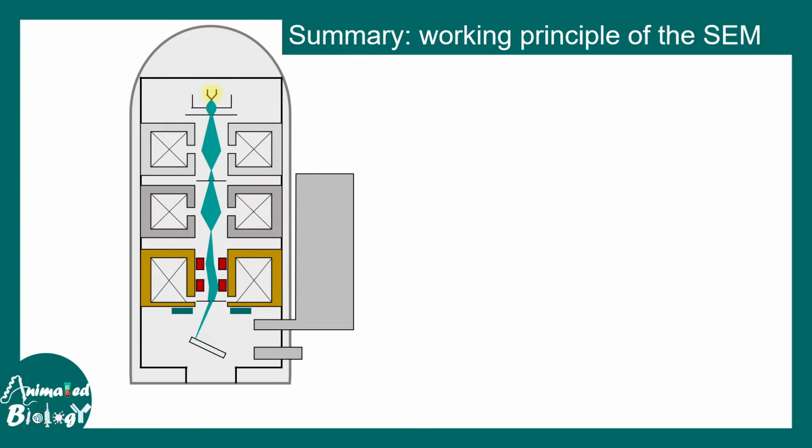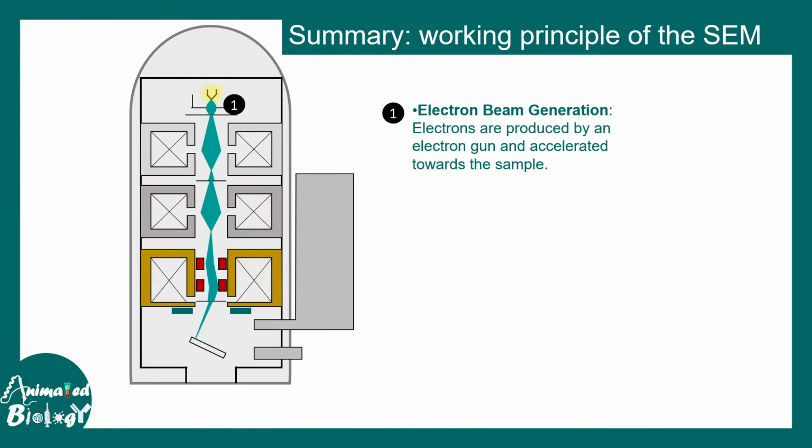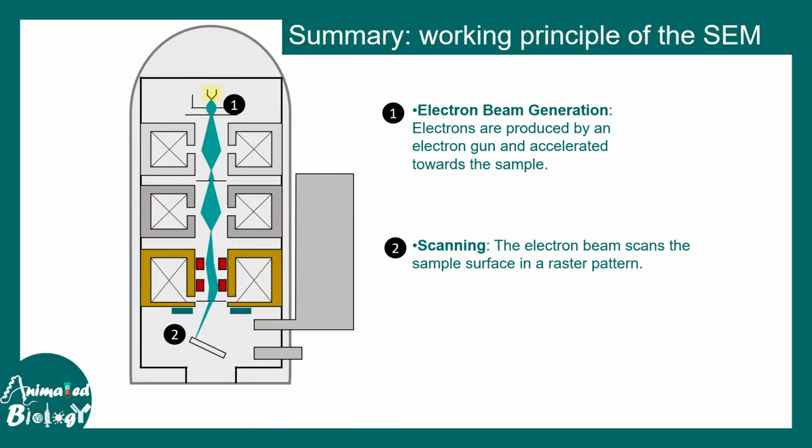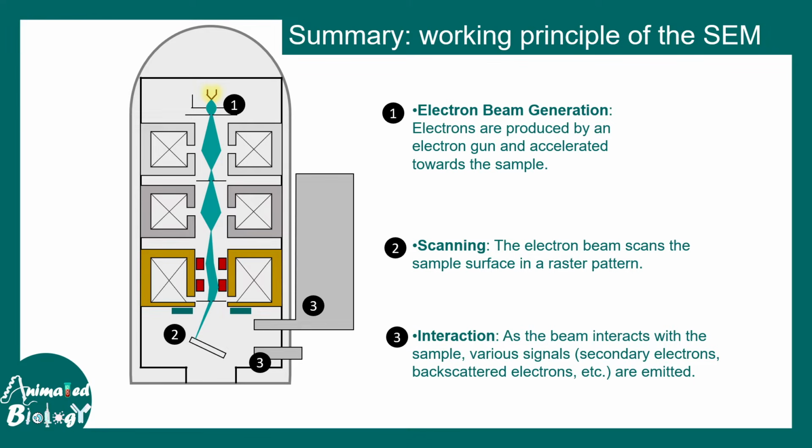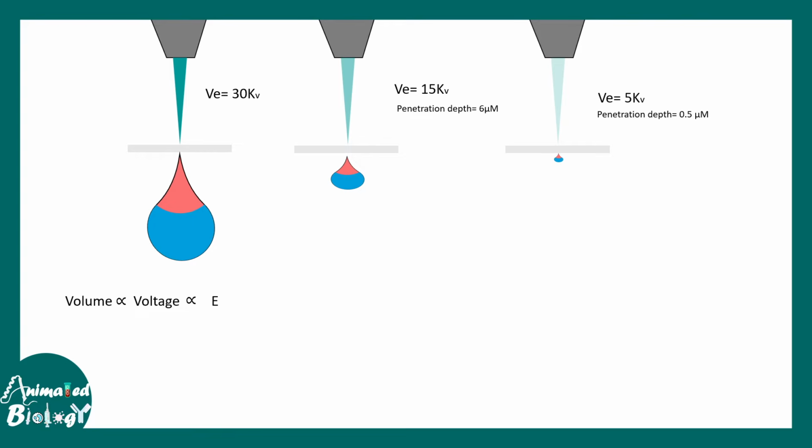So if we really summarize the working principle of SEM, the three important components are the electron beam generator, then the scanning modality, which is done by the electromagnetic coils and the objective lenses, and last is the interaction with the specimen, which can be detected by several kinds of detectors, secondary electron detectors and backscattered electron detectors, etc. Now, depending upon the acceleration voltage of the electron, the volume of image and the penetration depth would vary.